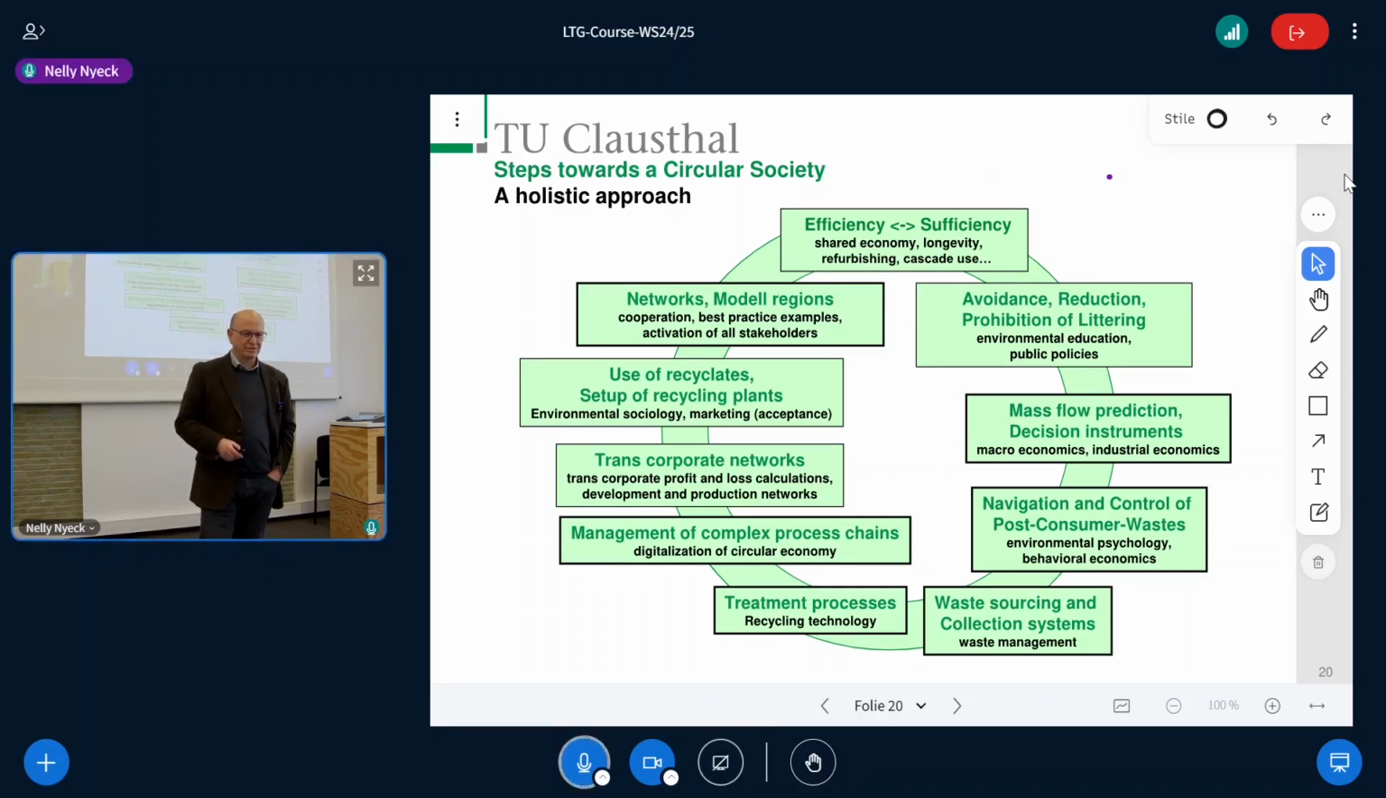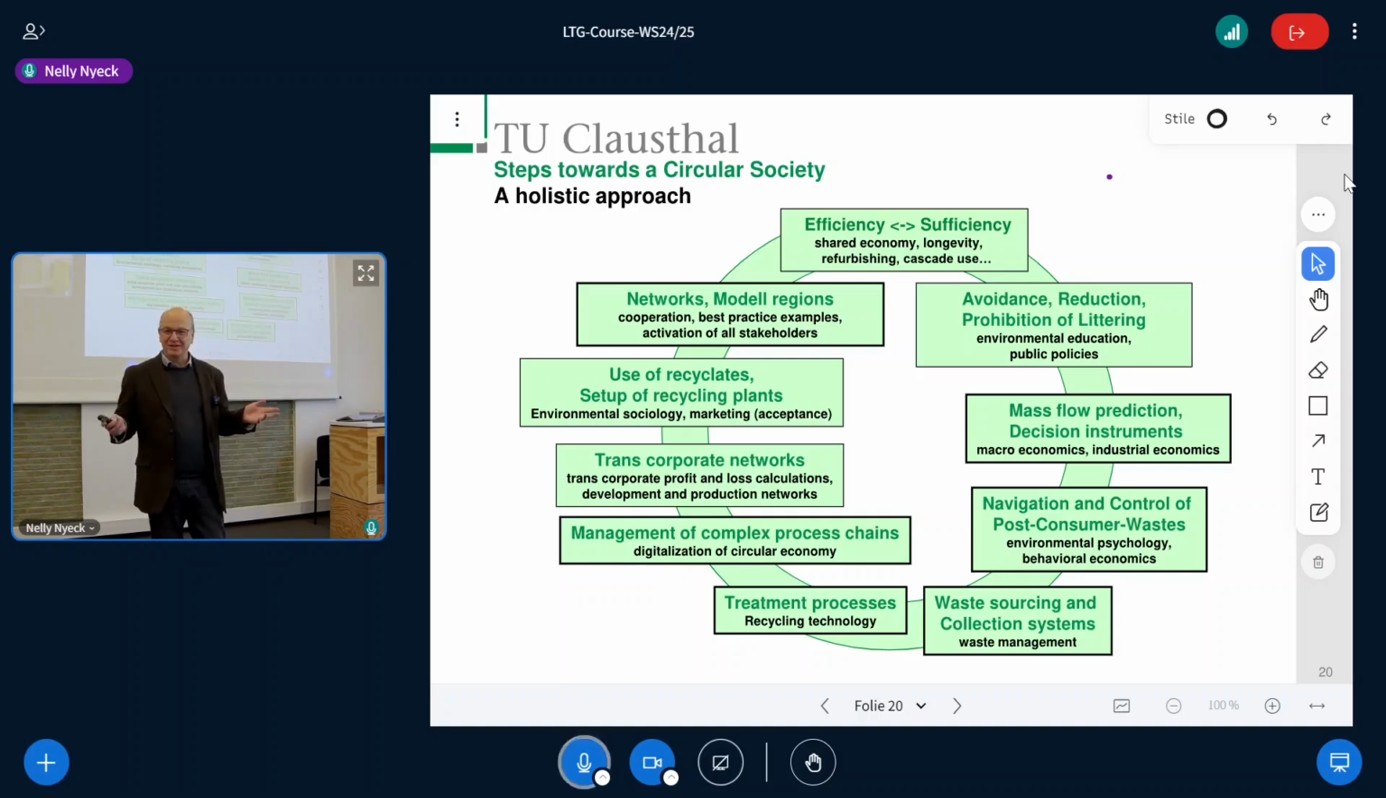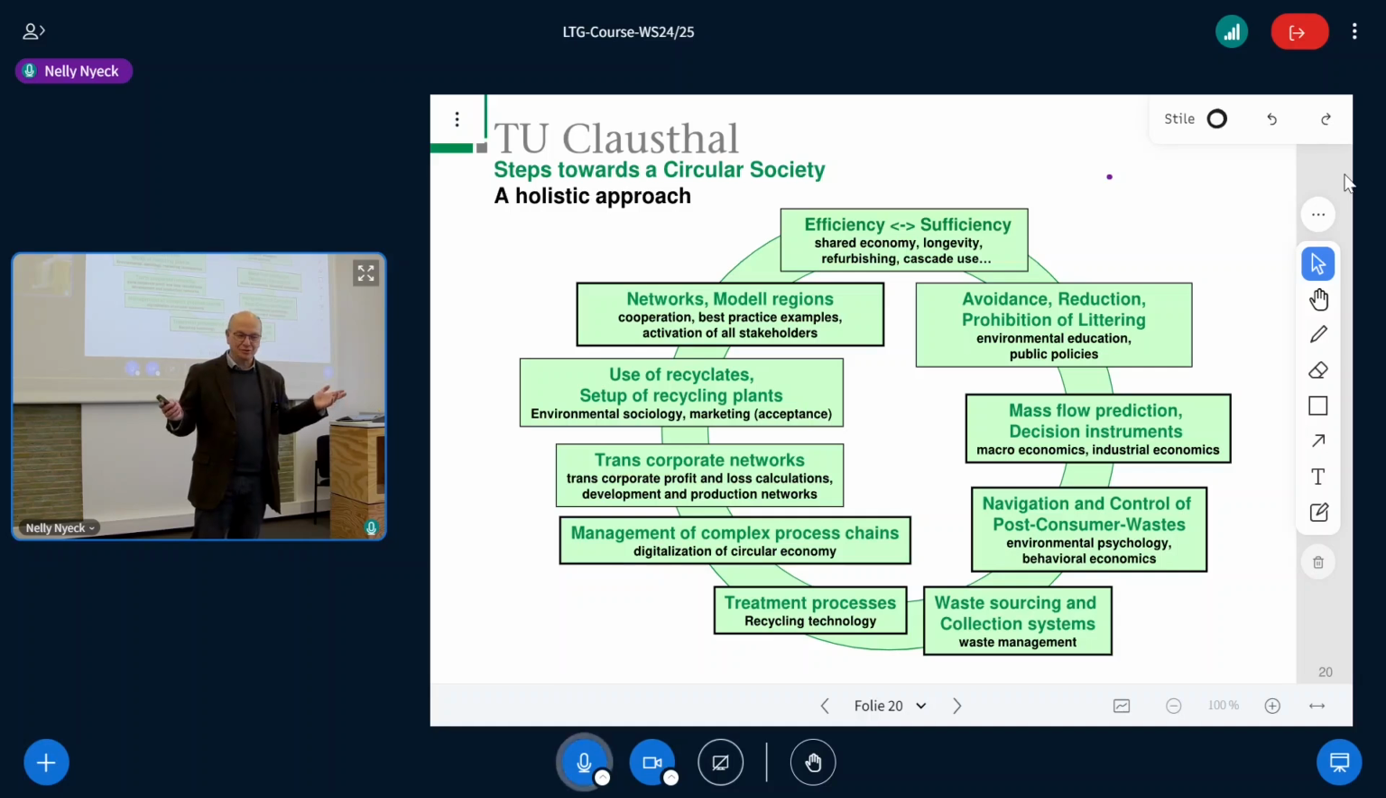Steps towards a circular society, if you look at a holistic approach, we have to talk about efficiency and sufficiency. Of course, we not only can work with efficiency and say, okay, we make processes better and better, but we have to say, okay, we don't need all that stuff anymore, or this amount. That means, for example, shared economy. Not everybody needs to have a car, specifically not if you're living in a big city with a decent, good public transportation system. Well, Clausthal is different. But if you go to Berlin, it doesn't make much sense to have your own car, for example.